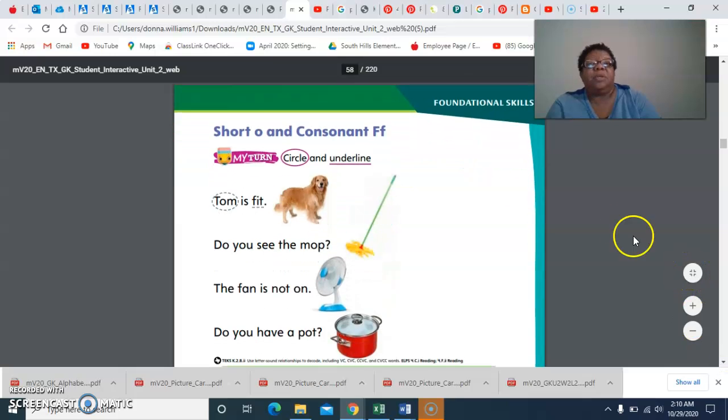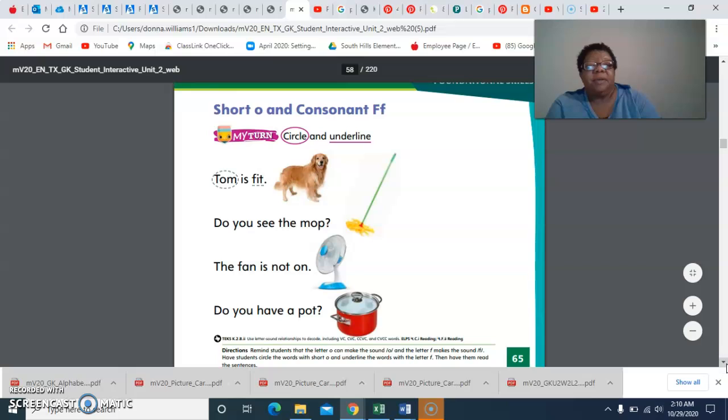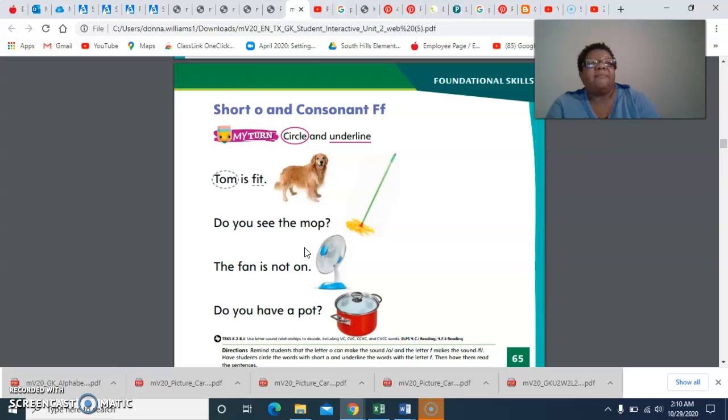Then we have short O, consonant F, circle and underline. And so we have Tom is fit. So you're going to circle the ones that have the letter O, and then you're going to underline the ones that have the sound for letter F. So be looking for the words in each sentence that have the F sound. Look for the words that have it and see if you can find them.